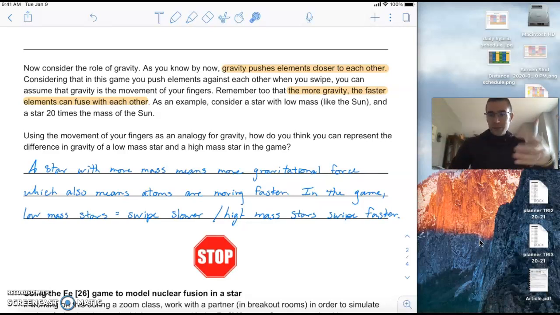So in order to simulate that within the game, if you had a low mass star, you would be swiping slowly, okay, for those 90 seconds. If you had a high mass star, you'd be going crazy, moving up, down, left, right as fast as you can, okay? So hopefully you figure that out. If you didn't, go back and try it and see what happens, okay?